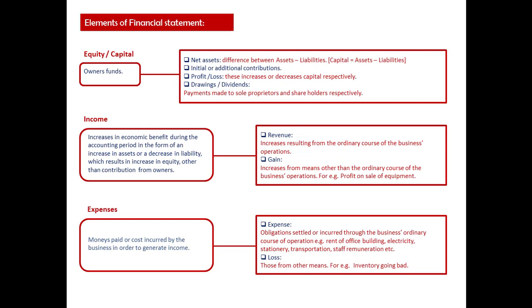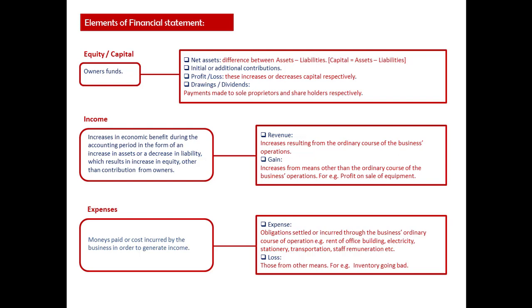Gains, on the other hand, are increases or benefits that are derived from means other than the ordinary course of the business. So for example, in the school example, when a business sells an asset and makes a profit on it, it is not a revenue, it is a gain. Or they receive a donation from well-meaning citizens. That is not what they are set up to do. So it doesn't become a revenue, it becomes a gain.